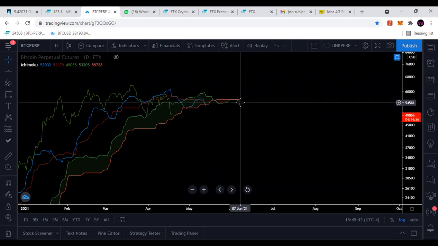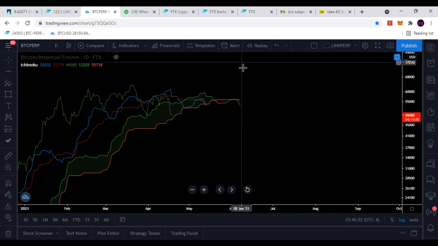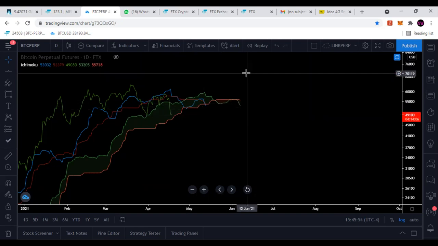So we need to be very careful. We need to wait and see what will happen. If this doesn't go down too much, we might get bounced back to the upside. That is why it is very, very important we know what we are doing.